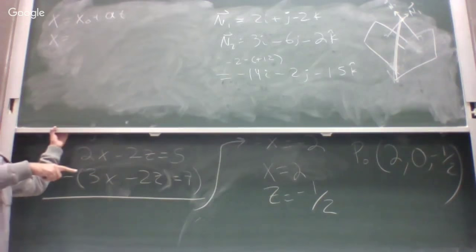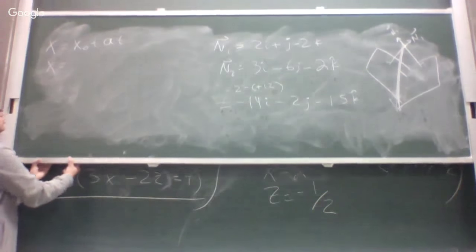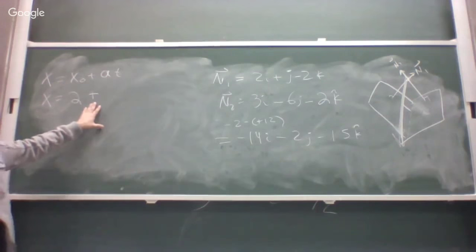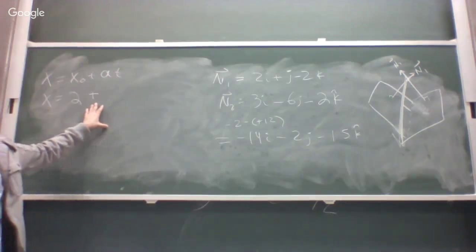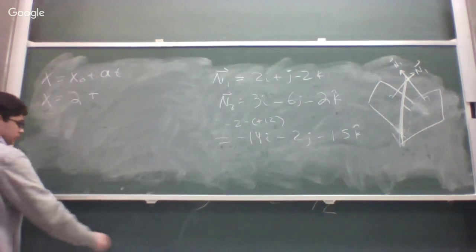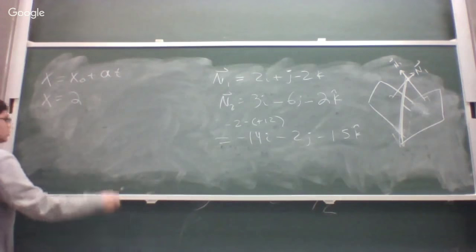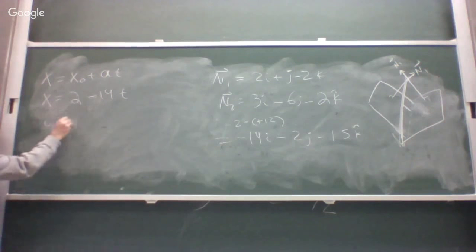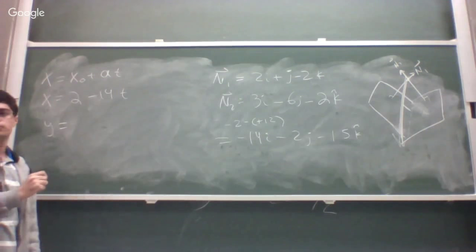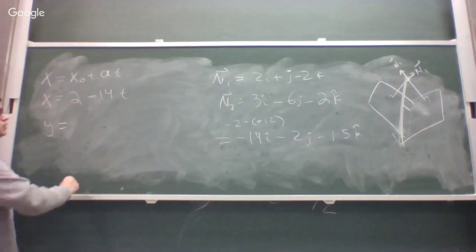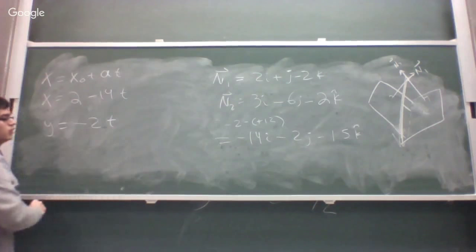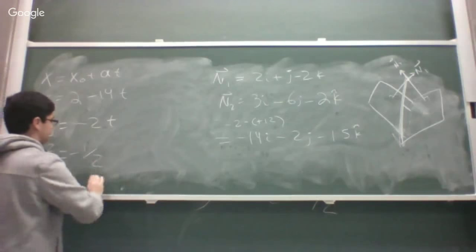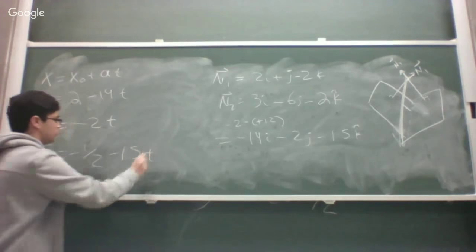We found a point on the line of intersection. 2 plus, what will a be? Negative 14. So for y, we'll have 0 for the y naught, minus 2t for that component, and z is equal to minus 1/2 minus 15t.